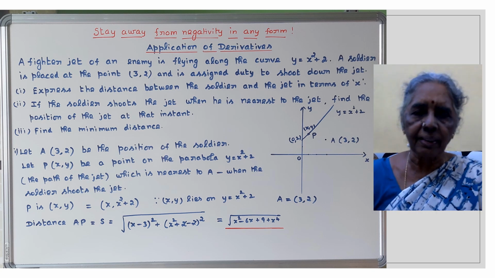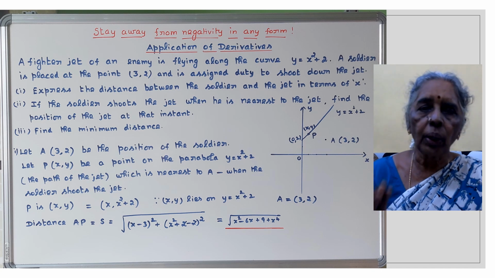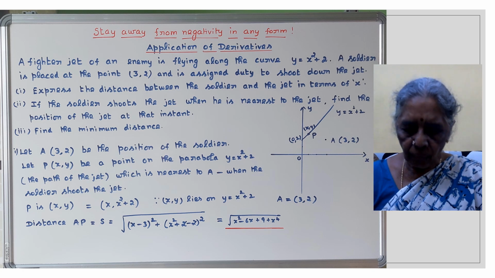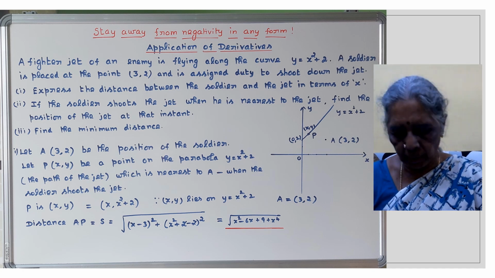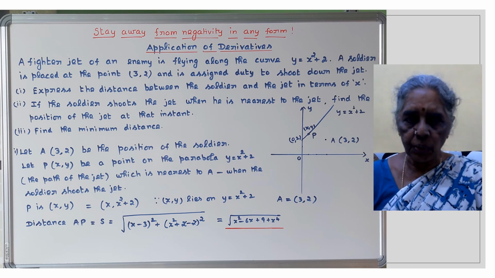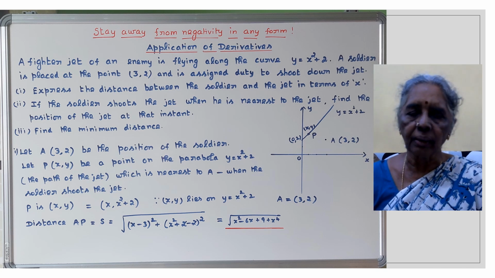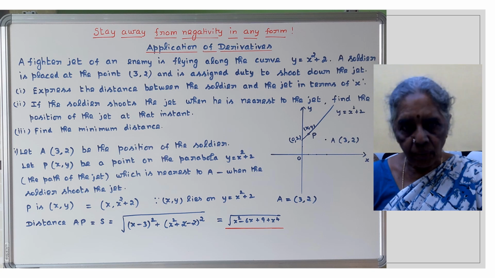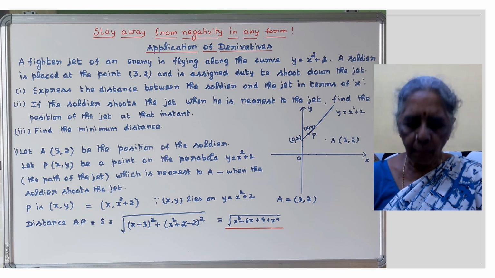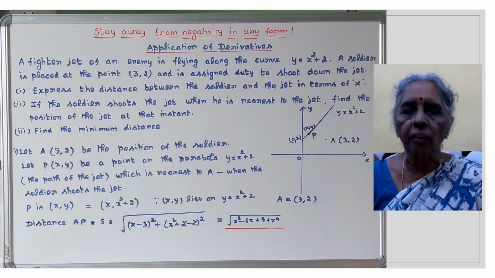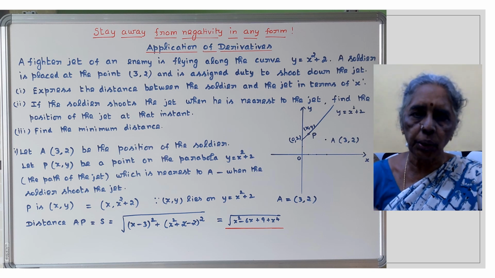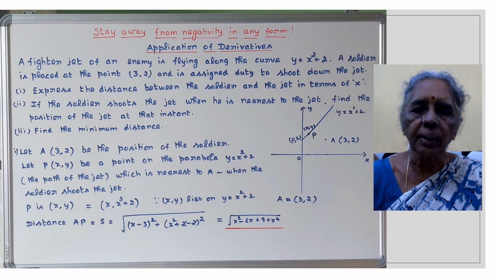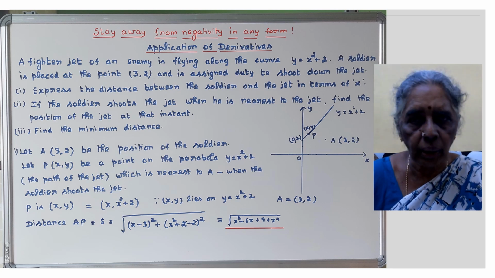Root of (x2 minus x1) the whole square plus (y2 minus y1) the whole square. If you use it, you will get root of (x minus 3) the whole square plus (x squared plus 2 minus 2) the whole square. That plus 2 and minus 2 you can cancel. So you will get root of x squared minus 6x plus 9 plus x power 4. So this is the answer to the first subdivision. That is, you have expressed the distance in terms of x alone.